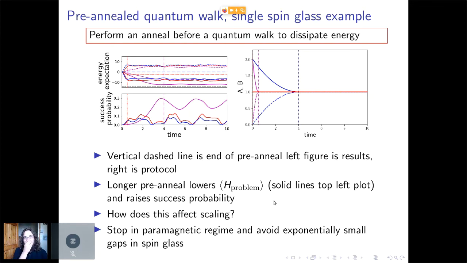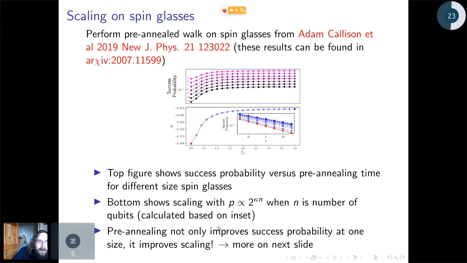Again, if you're thinking about this in terms of condensed matter theory, you could say, oh, maybe I'm stopping in this paramagnetic regime to avoid the exponentially small gaps in the spin glass. Maybe that is. We haven't really analyzed that fully to understand whether that's what's going on or not, but it could be a plausible explanation.